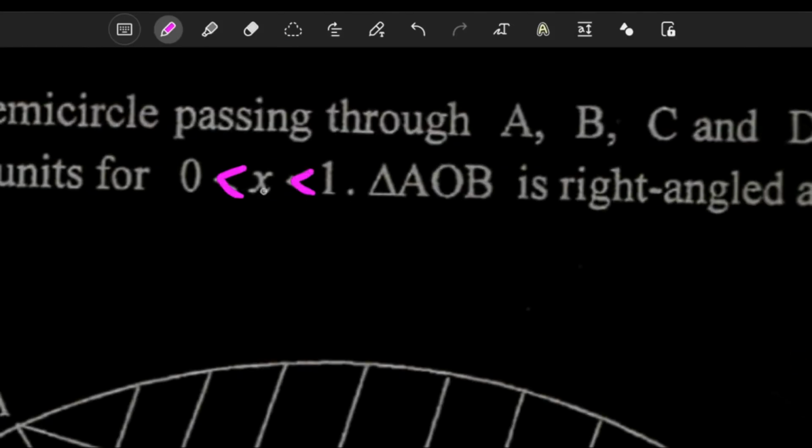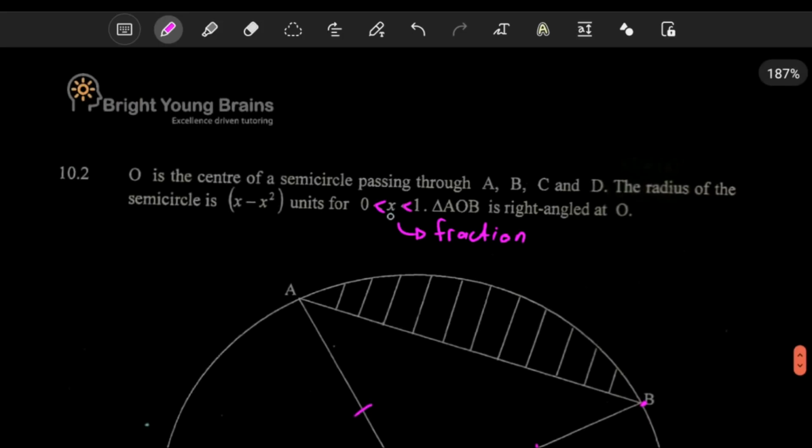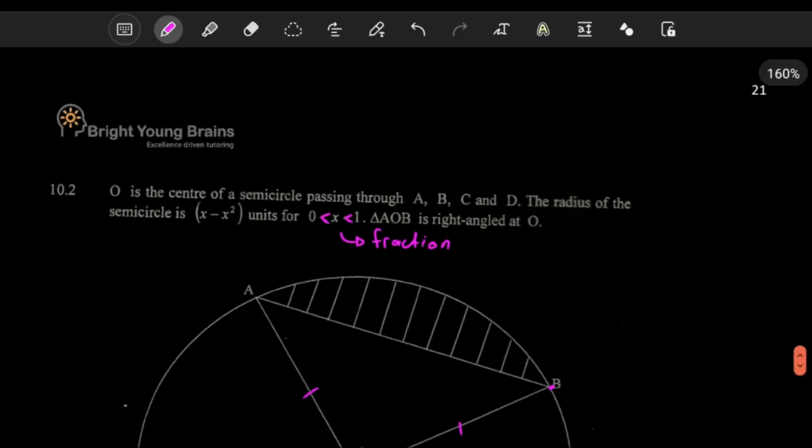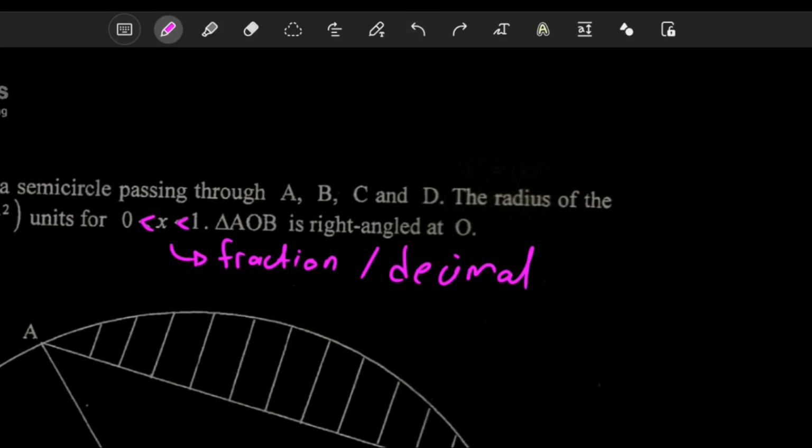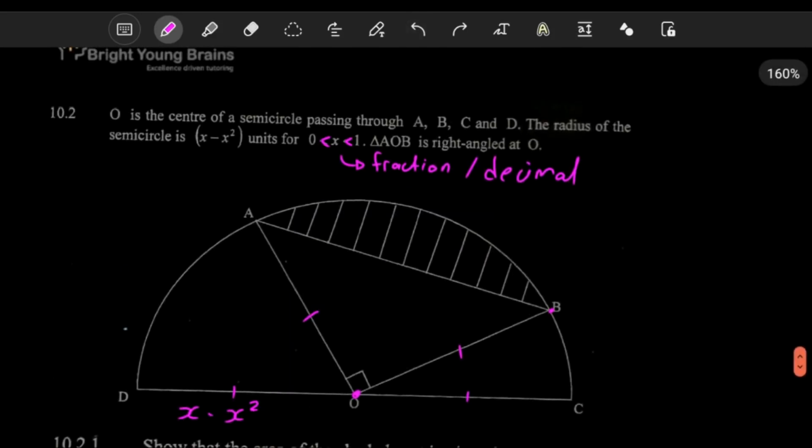So what they're telling us is that our x value is any number between 0 and a half. So x is definitely a fraction, mainly because it's a number between 0 and 1, where 0 and 1 are not included. So x is a fraction or decimal number. Don't worry too much about this here.